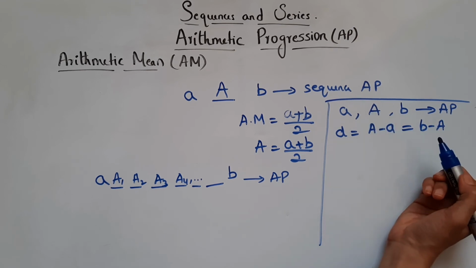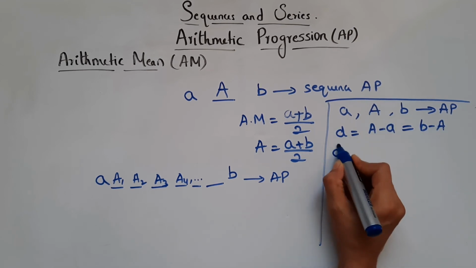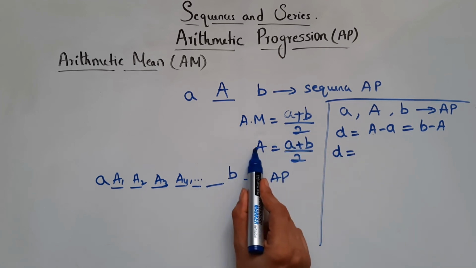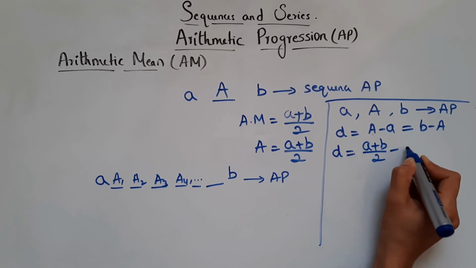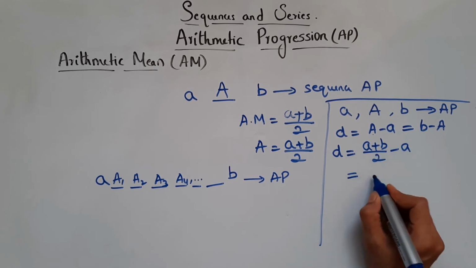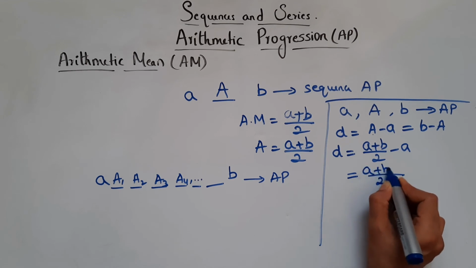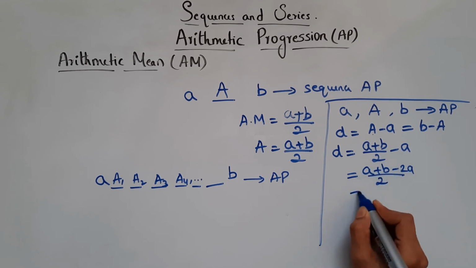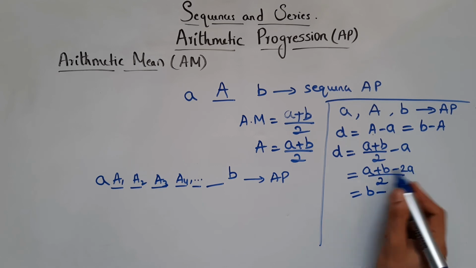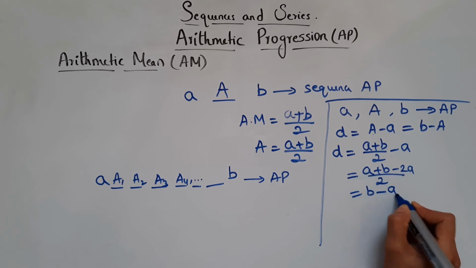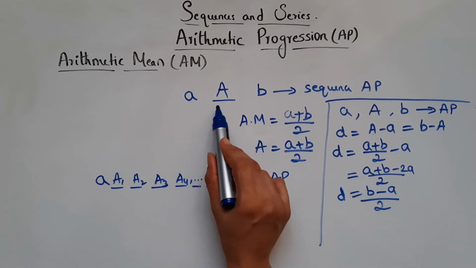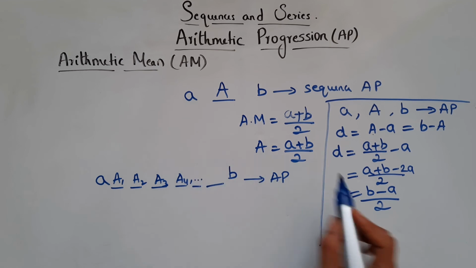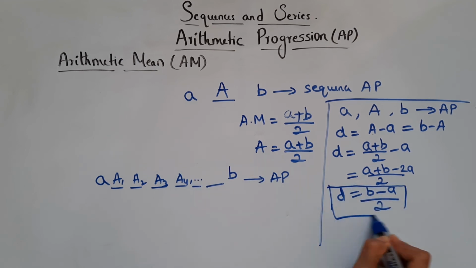So let's take this first part. So d is equal to, what is A? We know A is (a plus b) by 2, minus a, which is equal to, let's take LCM here, 2. So a plus b minus 2a, which is equal to b minus a. Minus 2a plus a will give you minus a. So (b minus a) by 2, right? So when we want to insert one number, the common difference is (b minus a) by 2. This is for one number.